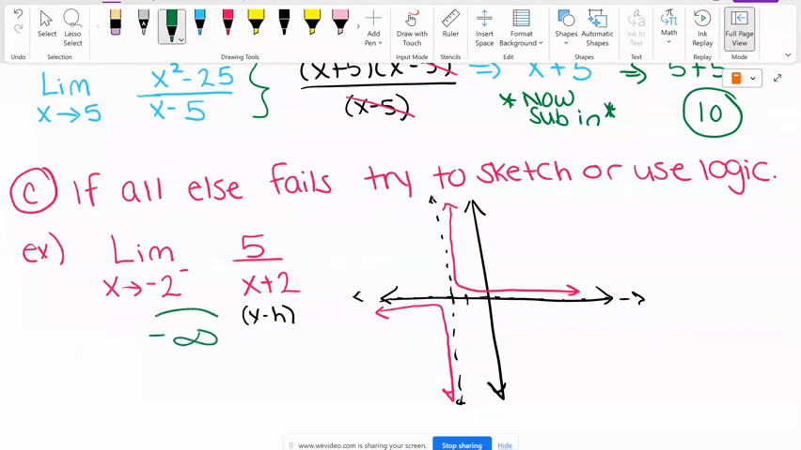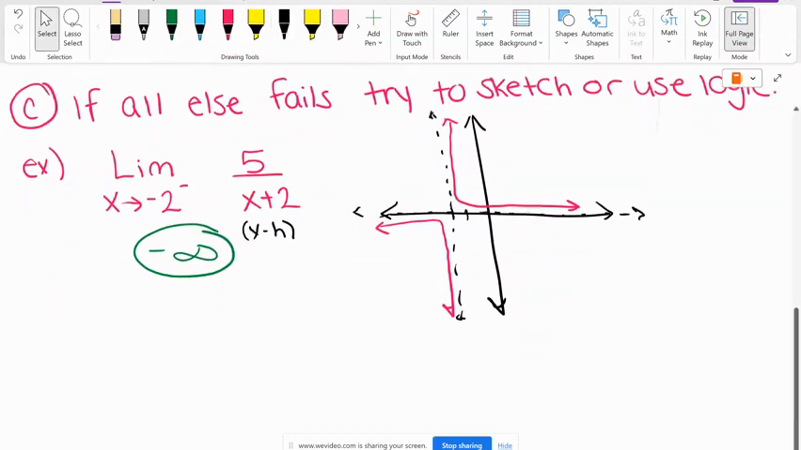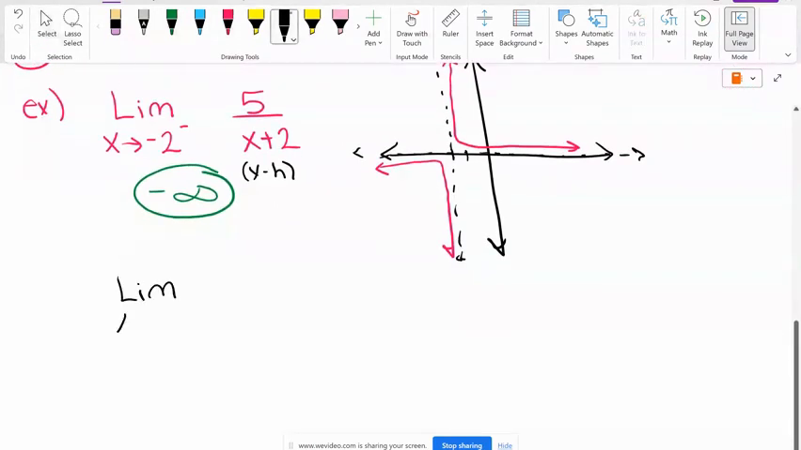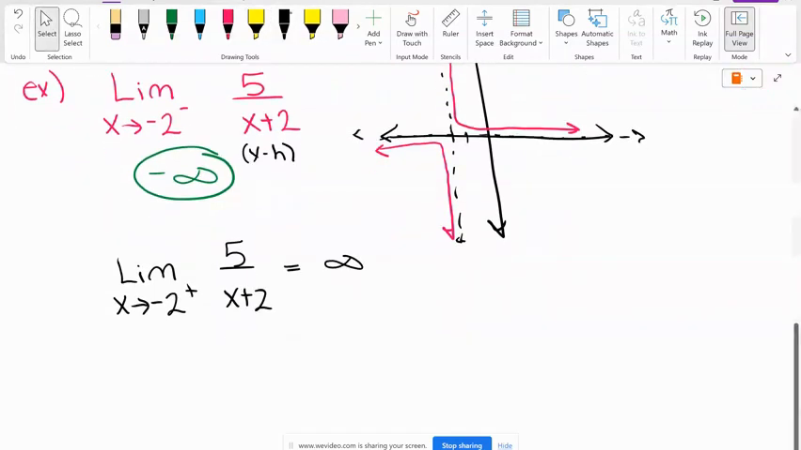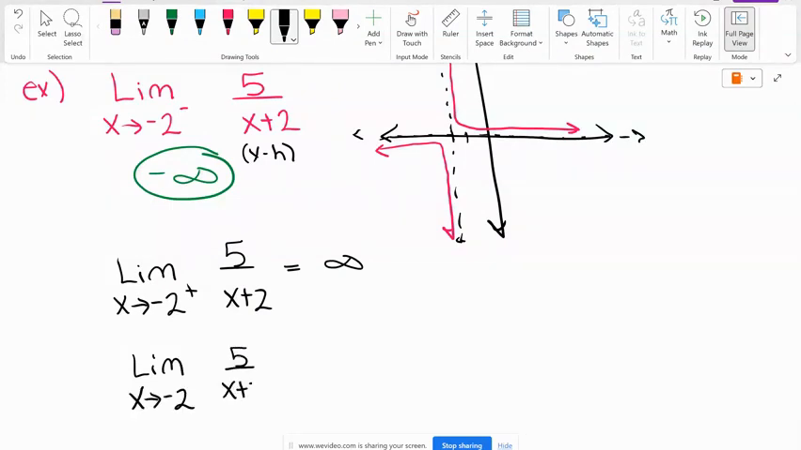What if I asked you, keep going on this diagram, what is the limit as x approaches -2 from the positive direction? Good, Nico. Now we're coming at it from the positive direction. So we're going here, and what happens? We're going up forever. So that's positive infinity. So then if I ask you, what is the limit as x approaches -2 in general? Not Nico, somebody else tell me.